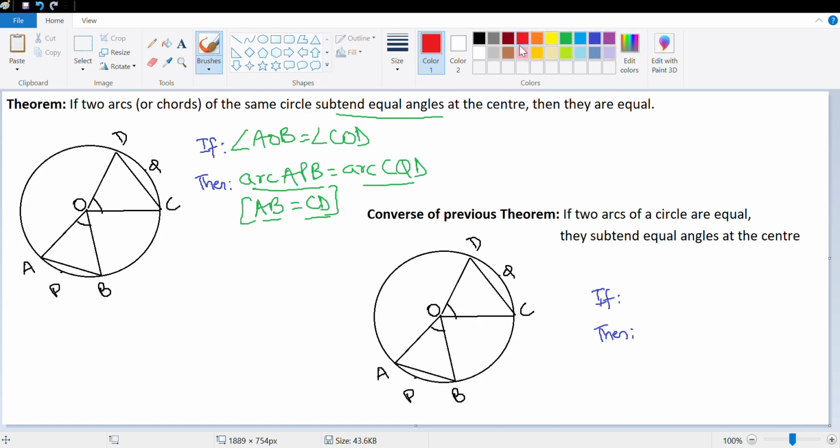The converse of this would be if two arcs are equal, which means what is given is arc APB is equal to arc DQC. If the arcs are equal, then the angle that they subtend at the center would be equal. That's the one that we did in the previous slide as well. Now that we've revised this, plus we already know the 5 new ones that we learned this year, let's go ahead and solve some questions from the exercise.